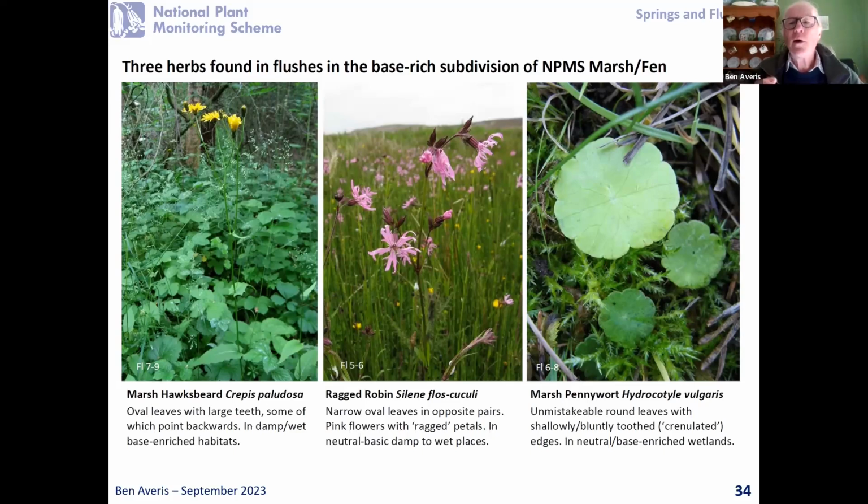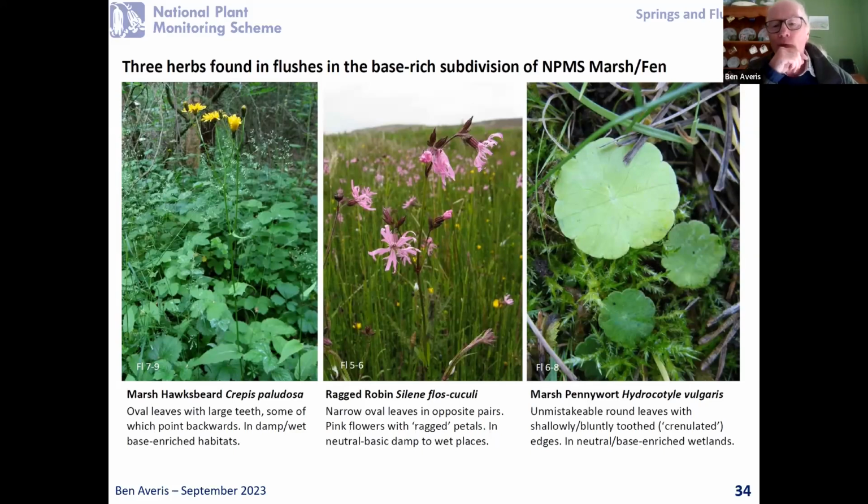And ragged robin, unmistakable flowers. Leaves are in opposite pairs. They're a bit duller and less conspicuous, less obvious leaves. But actually, when you get your eye for the leaves of ragged robin, you can pick them out quite well. Opposite pairs, and they get widest slightly beyond the middle, and they're medium to slightly darkish green. Subtle looking thing, but quite recognizable really.